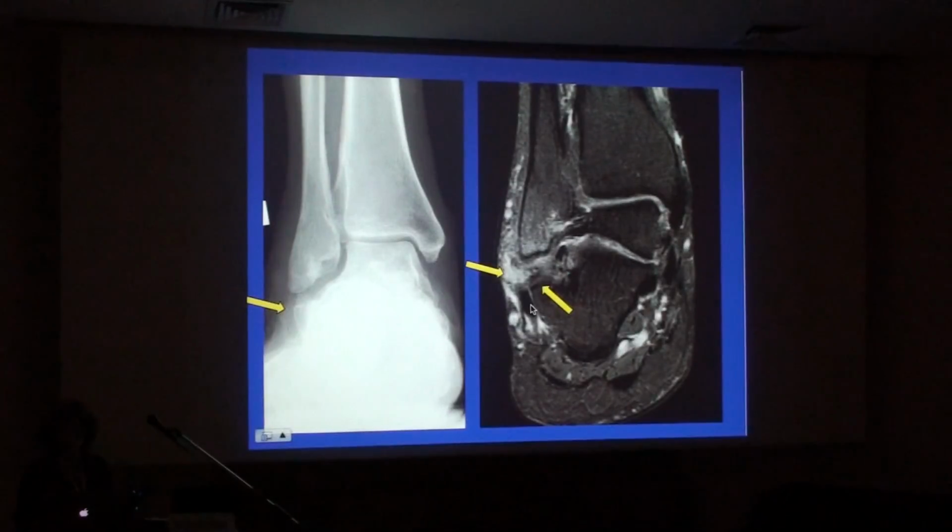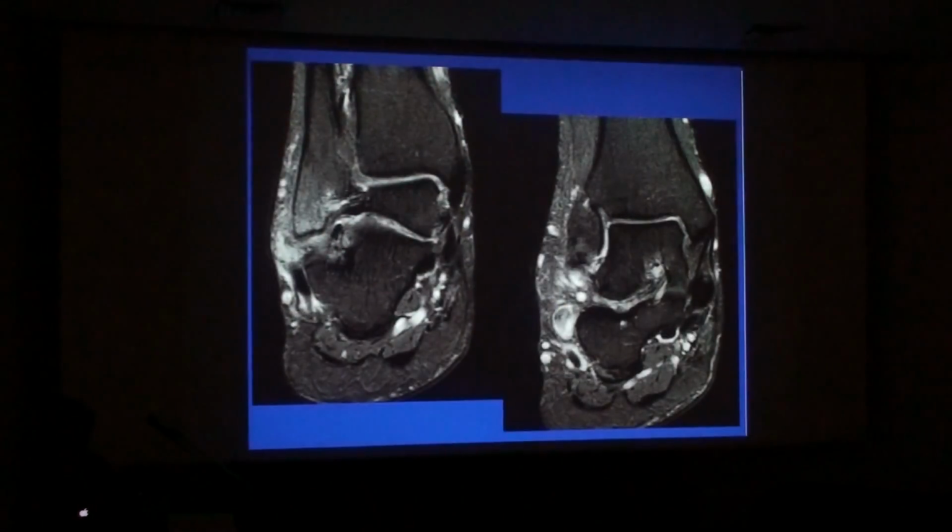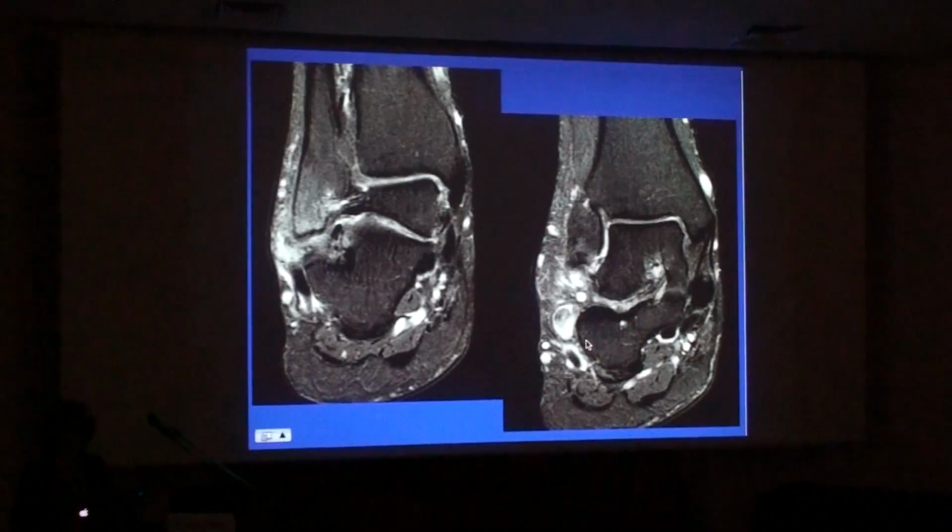What do you think is going to happen to those tendons? They're going to be torn, right? And here we see this is longus with synovitis, and this is the brevis, and the brevis is markedly abnormal and has a lot of synovitis.